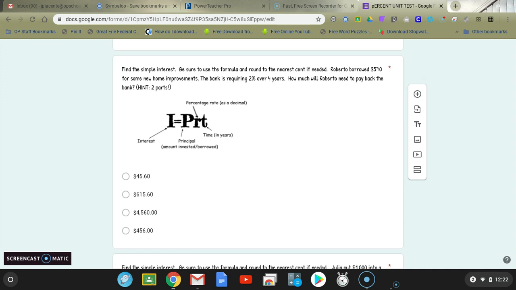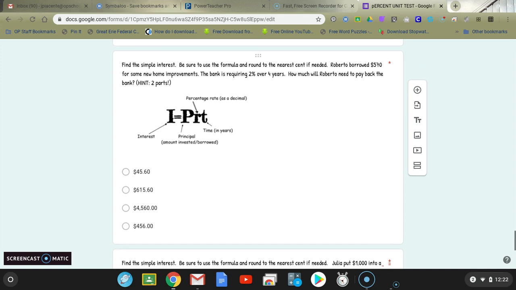Find the simple interest. Be sure to use the formula, round to the nearest cent. Roberto borrowed $570 for some new home improvements. The bank is requiring 2% over 4 years. How much will Roberto need to pay back the bank? Hint, 2 parts. So first you need to find the interest, then you have to do something with the interest and the original amount. So, does he need to pay back $45.60, $615.60, $4,560, or $456?